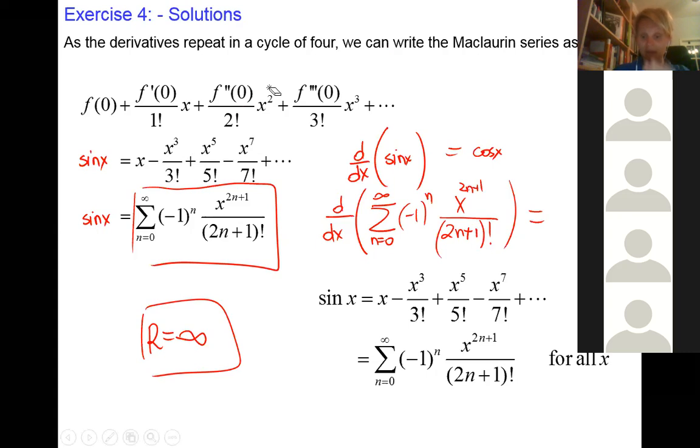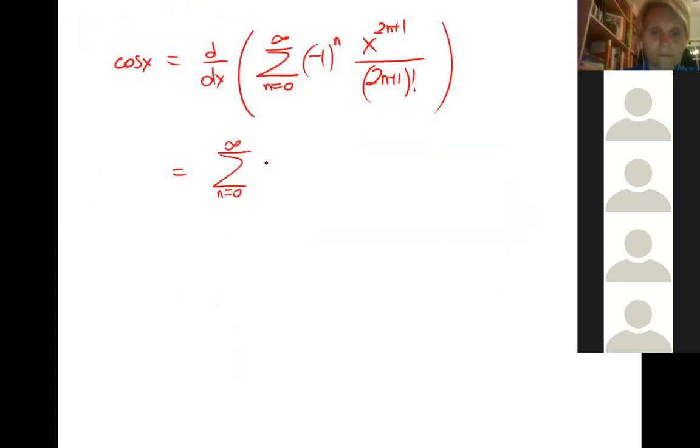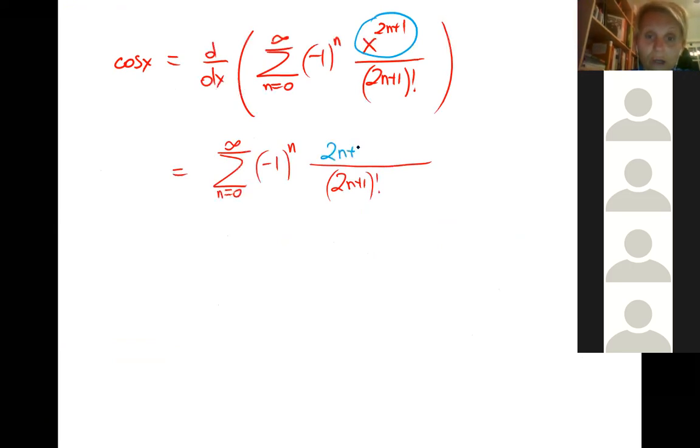But let's do this using sigma. I'm copying -1 to the n, and I will copy 2n plus 1 factorial. The only thing that I have to differentiate is x to the power of 3, 5, 7, that is, x to the power of 2n plus 1. The derivative is 2n plus 1 times x to the power of 2n plus 1 minus 1, which is just 2n, because we're always subtracting 1. Makes sense? I can write this, and we can definitely simplify it a little bit.